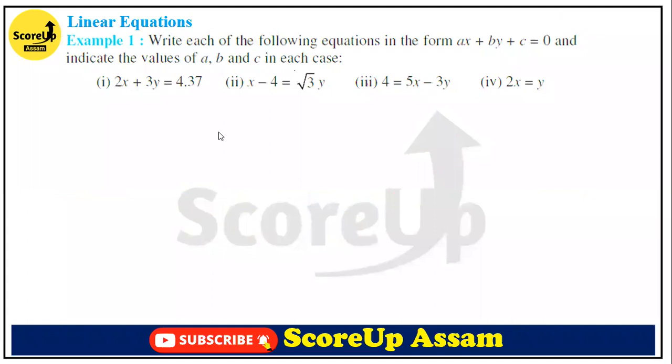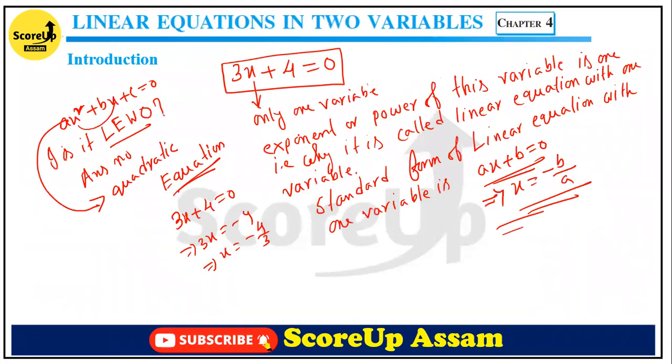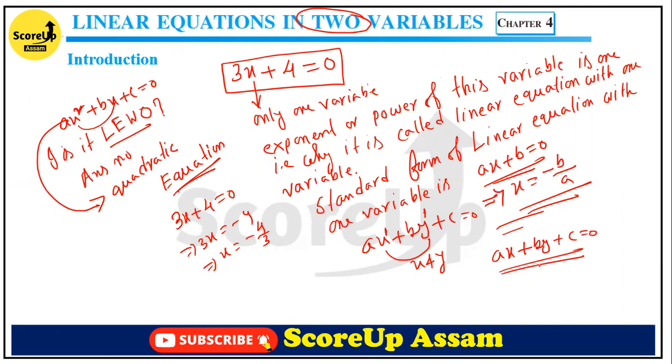So here there are some examples. Express each of the following in the form of ax plus by plus c. Here we have learned linear equation with one variable. Now in your syllabus there is linear equation with two variables. The standard form of a linear equation with two variables is ax plus by plus c. Why is it linear? Because the exponent or power of the variable is 1 and there are two variables x and y. Is it clear?